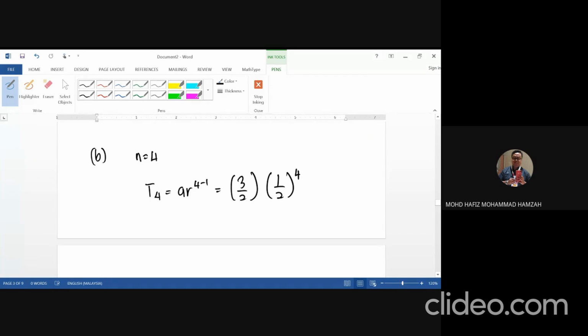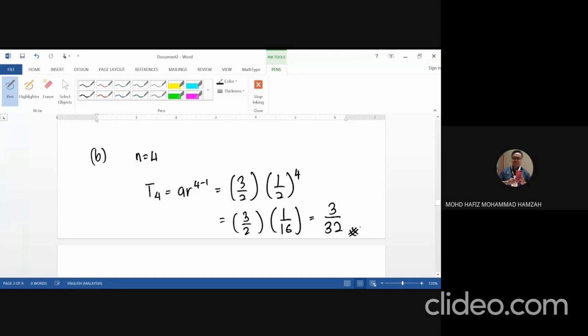Boleh teruskan kalkulator ataupun macam ni lah, 3/2, and then 1 kuasa 4 adalah 1, 2 kuasa 4 adalah 16. So dapat 3/32. So this is your final answer lah. Boleh tak kalau soalan ni dalam pecahan tapi jawapan dalam perpuluhan? Boleh, tak ada masalah. Tak ada masalah untuk tukar pecahan kepada perpuluhan. Tapi must be better if your question is in a fraction, so you give the answer in fraction.